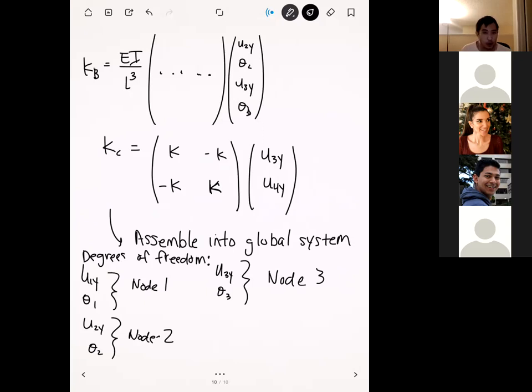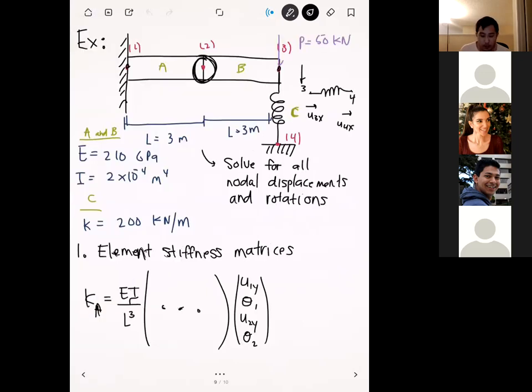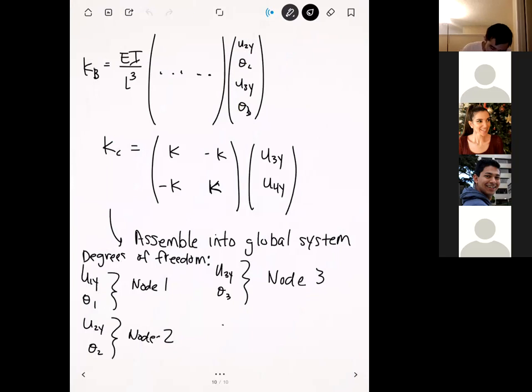Since all those nodes are on the beam, we need all of these degrees of freedom. And then finally we come to node 4. In the end it's not going to do anything because it's a fixed support, but we do have to include it in our matrix. Since node 4 is only attached to the spring, the only degree of freedom we're going to get from node 4 is u4y.